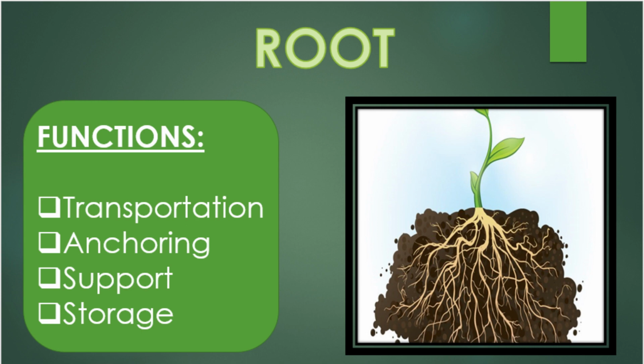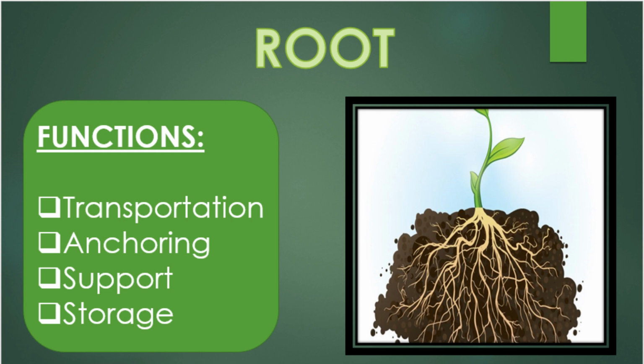The function of roots is to collect water and minerals from the soil. Then it transports this water and minerals to the stem of the plant. So what is its main function? Its function is transportation. First, it collects the water and minerals from the soil. Then it transfers these to the stem of the plant. Without water and minerals, without roots, a plant cannot survive.